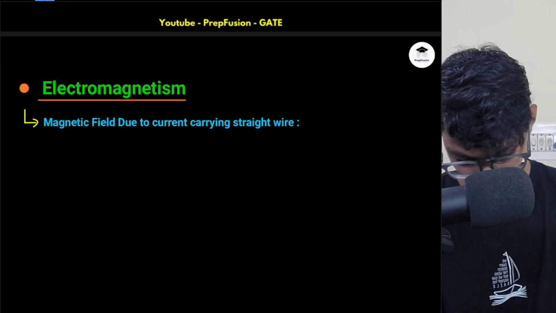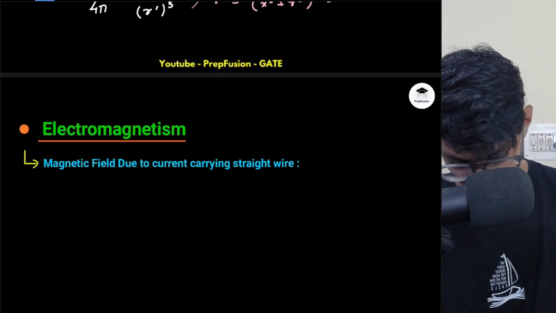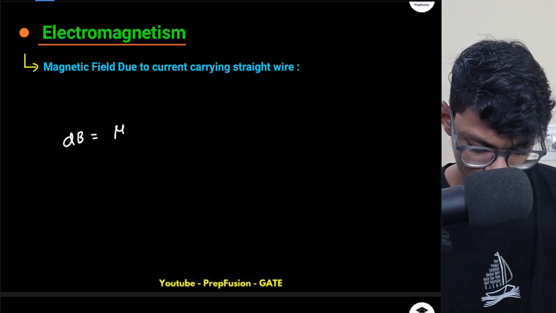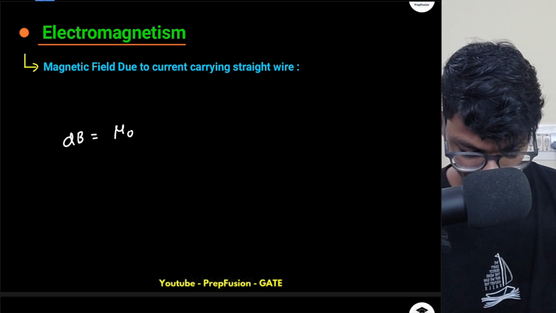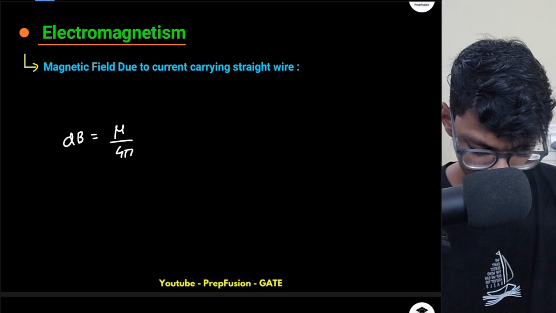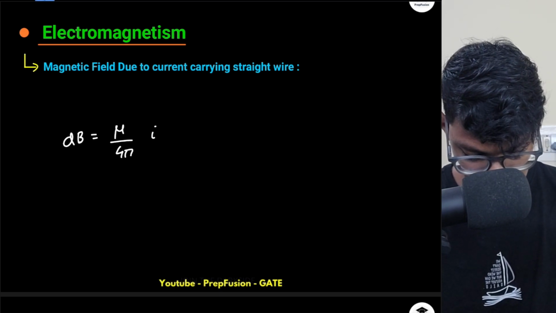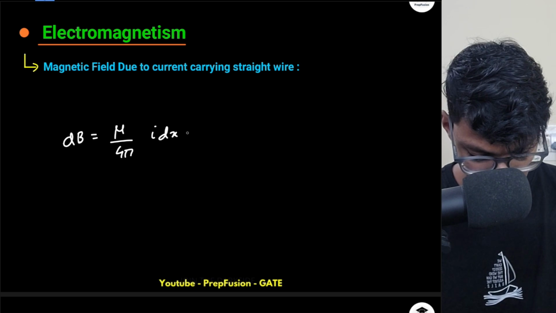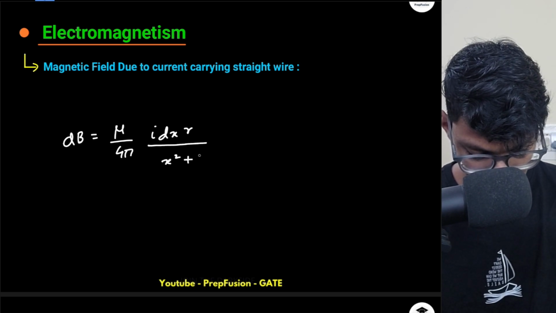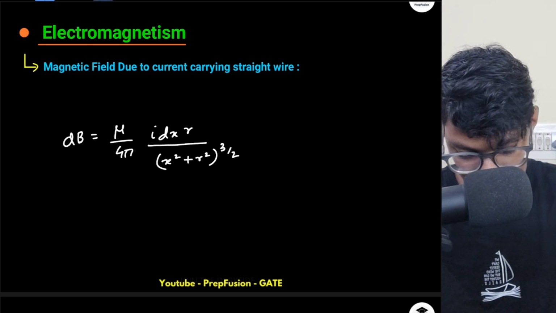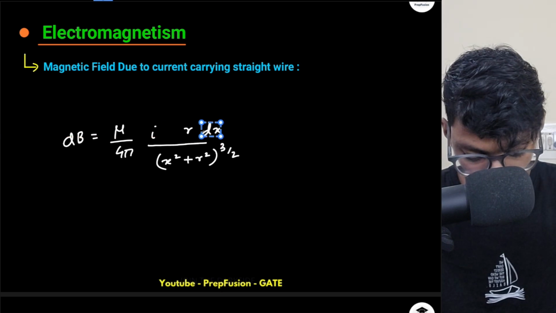Your dB, the magnitude of dB, not in vector format, just in scalar format, becomes what? dB is not mu naught actually, it is mu upon 4 pi, I dx, R is constant, correct, divided by x square plus r square under root 3 by 2. Now this is the case, and now I'm ready to complete my integration.